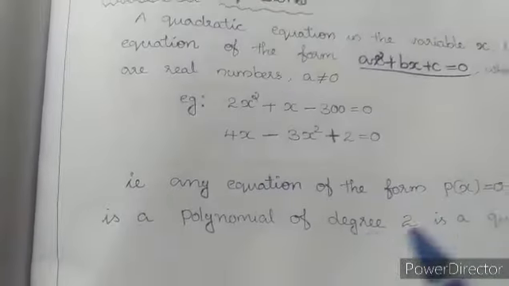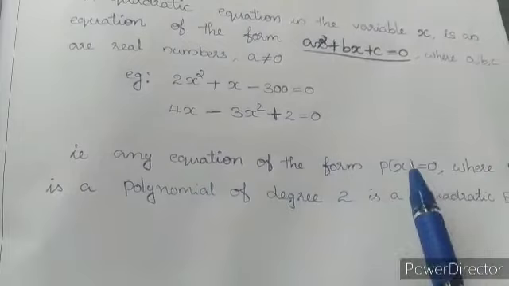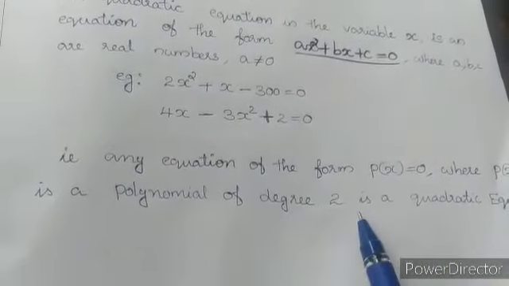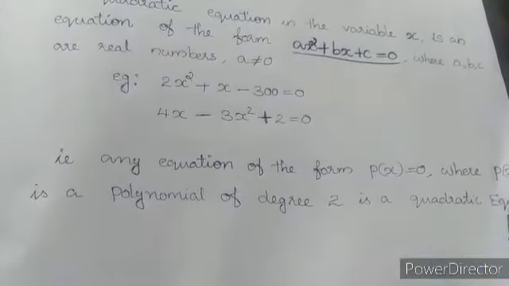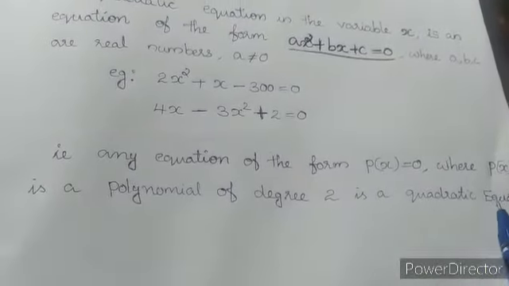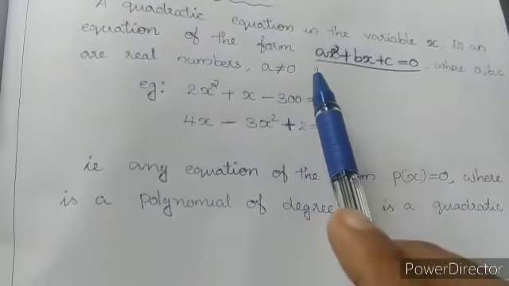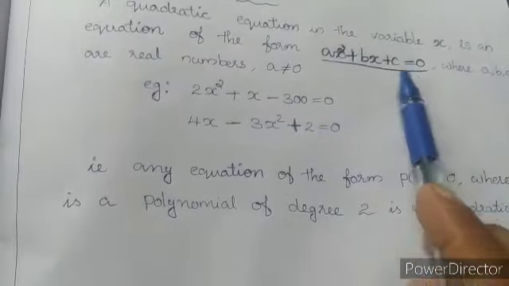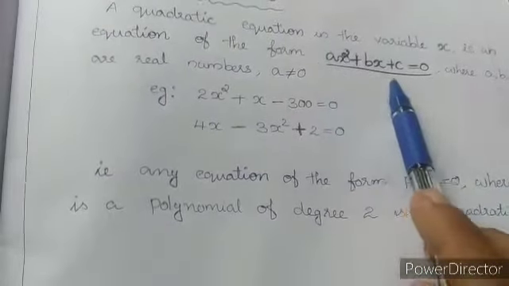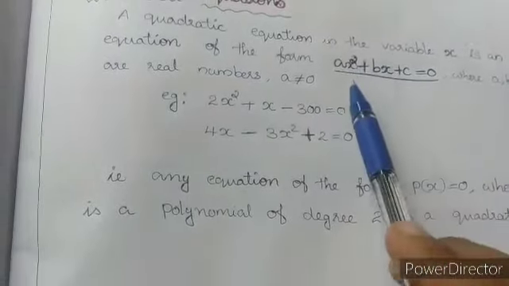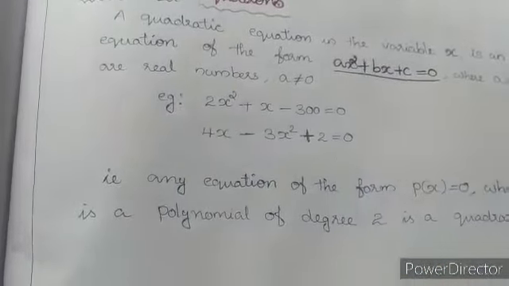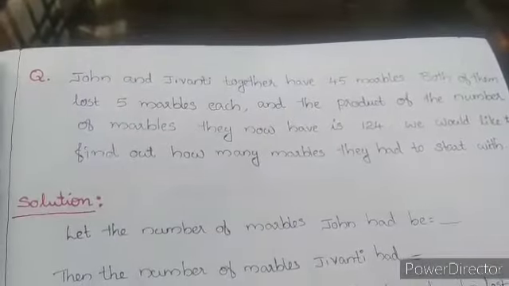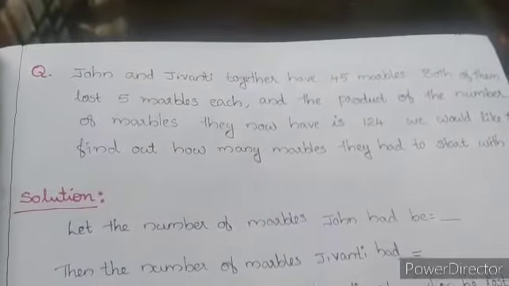So, any equation of the form p of x equal to 0, where p of x is a polynomial of degree 2, is a quadratic equation. Clear? If you are getting an equation like p of x is ax square plus bx plus c equal to 0, a polynomial of degree 2, then it is a quadratic equation. Hope you understood the concept of quadratic equation.